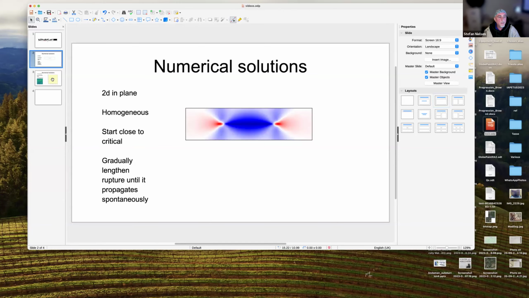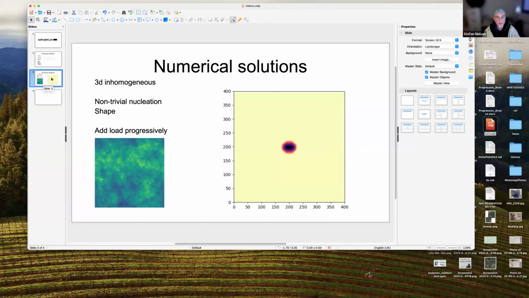Then I did something similar in 3D, which is a bit more challenging in terms of getting really close to the unstable initial limit of the rupture. And just for fun, I added some relatively strong inhomogeneity to the pre-stress on the fault. And instead of using a simple elliptical or circular shape, I just used a random initial flower-like structure and see where it goes from there.